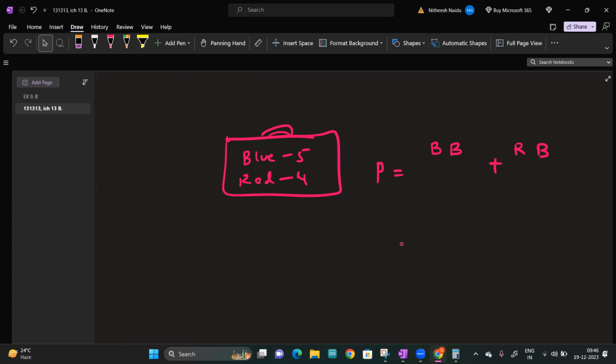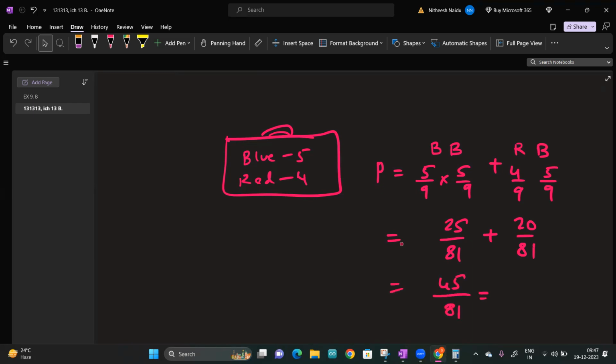First blue, second blue. What is the chance of first blue, second blue? So 5 out of 9, again blue, again 5 out of 9. Red means 4 out of 9, times 5 out of 9. That is equal to 25 by 81 plus 20 by 81. This will be 45 out of 81. You can cancel the 9 table. 9 5s are 45 and 9 9s are 81. So 5 by 9 is the answer.